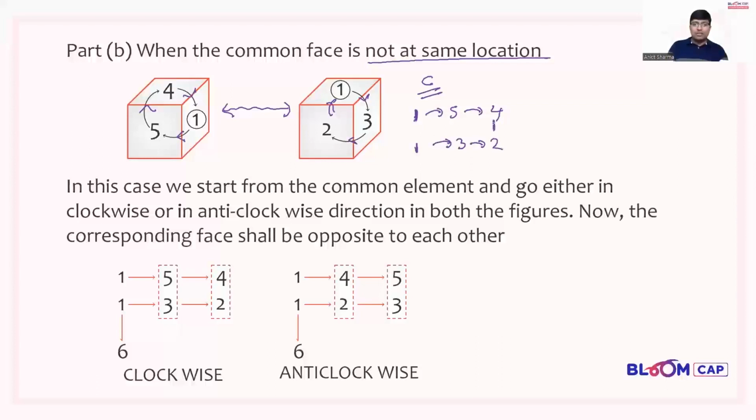And now the corresponding faces are opposite. Opposite of 4 is 2. Opposite of 5 is 3. And opposite of 1 is 6. So that is exactly what you are getting over here.